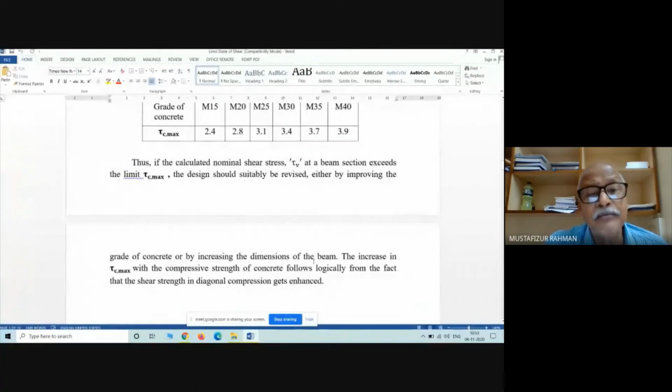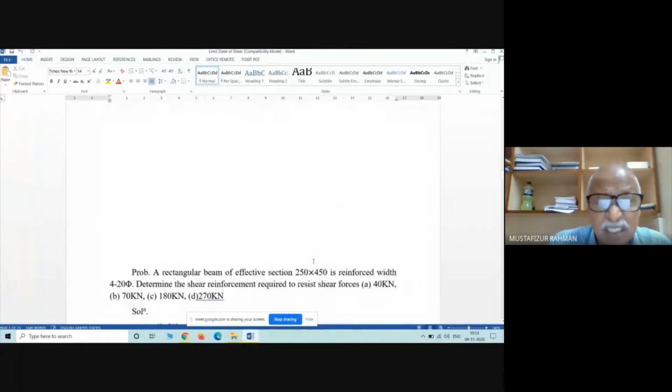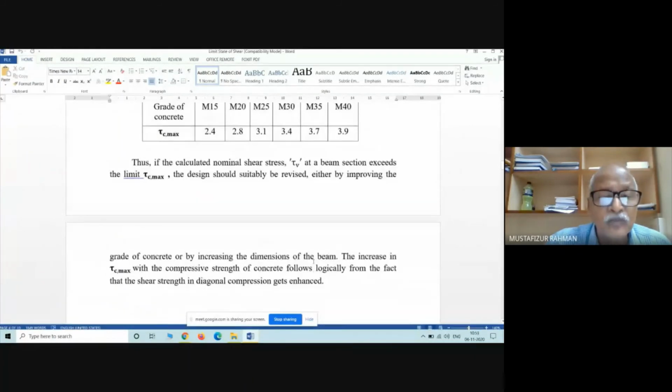Now, if the calculated nominal stress tau V at a beam section exceeds the limit tau C maximum, the design should suitably be revised. So this I told you already. Okay. Now, something I will just talk about today. Now, how to design it?